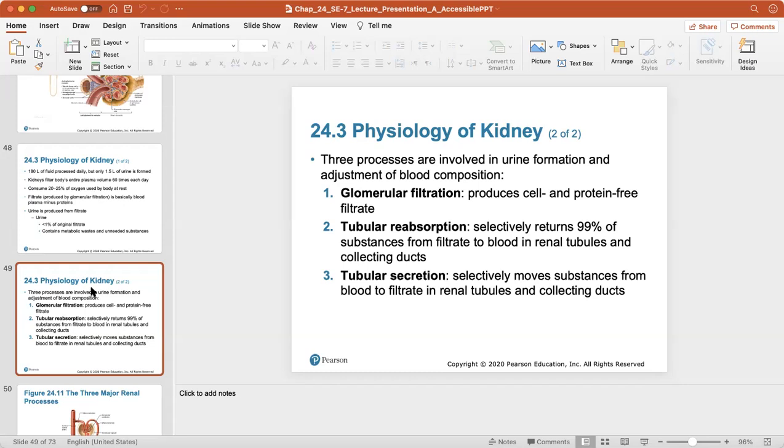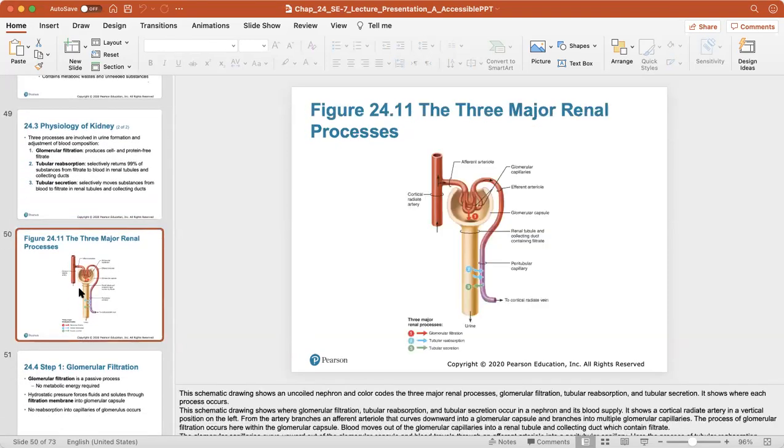Glomerular filtration, which produces cell and protein-free filtrate. Tubular reabsorption, which selectively returns about 99% of the substances from the filtrate back into the blood in the renal tubules and the collecting ducts. And tubular secretion, which selectively moves substances from the blood back to the filtrate in the renal tubules and the collecting ducts.